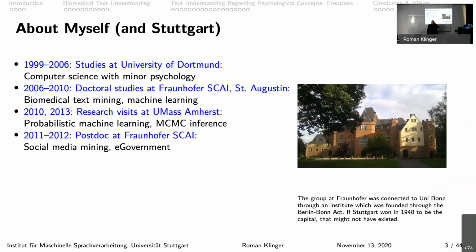And during my postdoc, I also taught at the University of Bonn. And this institute, with which there was a link between Fraunhofer and the University of Bonn, was founded out of money which came from the Berlin Act. Now it turns out that Stuttgart also applied to be a capital of Germany in 1948. If they had won, this link would not have been there. So it seems that already in 1948, things happened to make me come here to Stuttgart.